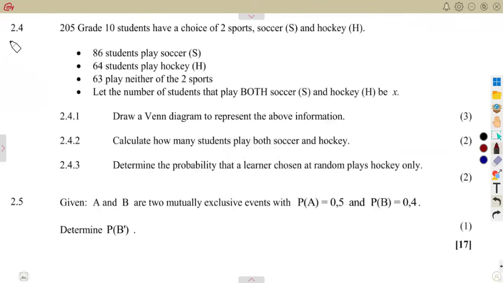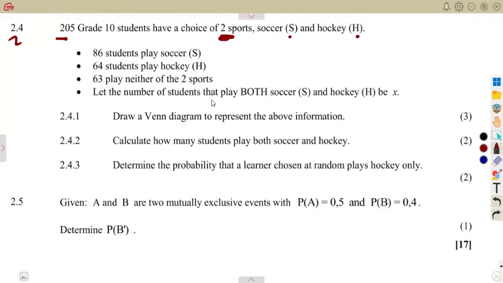2.4. 205 grade 10 students. You have a choice of 2 sports: soccer, which is S, and hockey, which is H. So this is the information that you're given. 86 students play soccer, 64 play hockey, 63 play neither of the two, meaning to say they do not play these 2 sports.